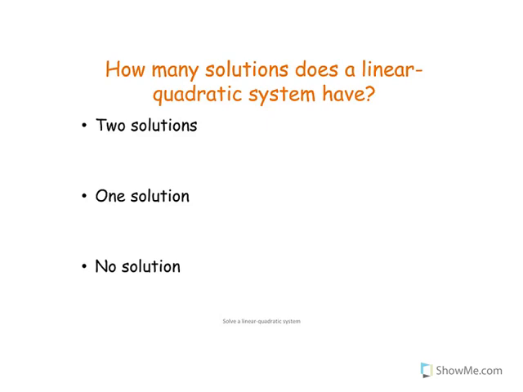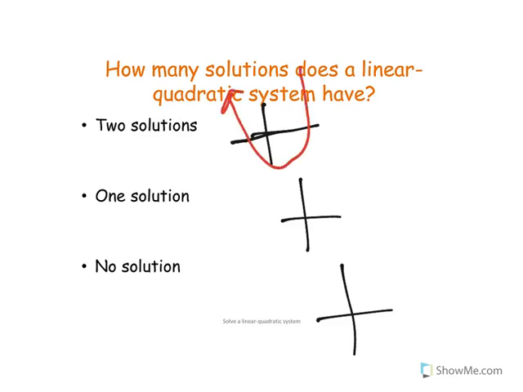So just to give you a little sketch for each of them, and again, guys, if this goes too fast, just pause it and go back and take a look at it. Two solutions we already saw. We have our quadratic equation and our linear equation, and we're going to have these two nice points of intersection.